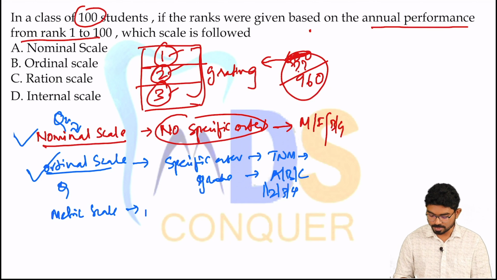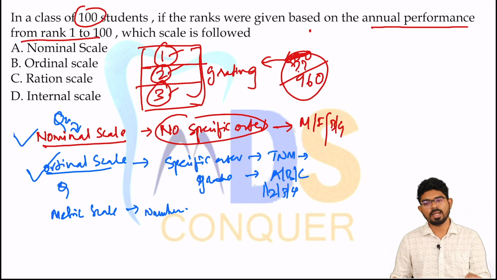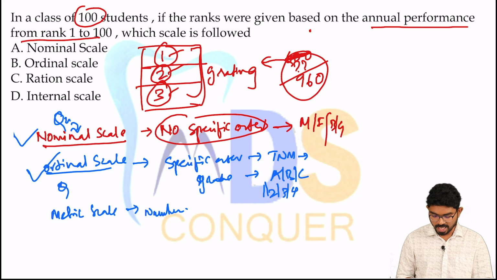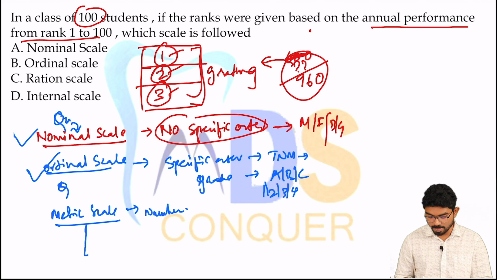Metric scale is a number. Hemoglobin percentage, temperature of an individual, marks of a person in the examination, all these are metric scales. So again, in these metric scales, you have 2 types of scale. One is interval scale and second one is ratio scale.